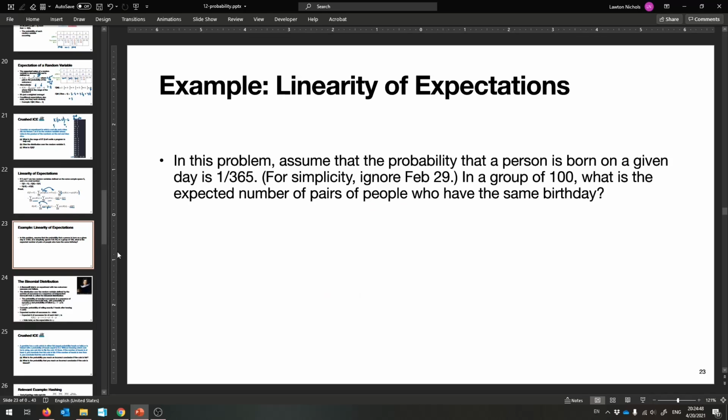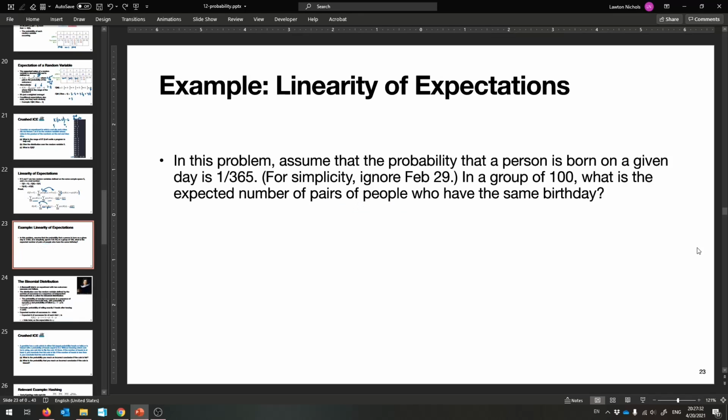All right, so let me show you essentially the birthday paradox again. Let's assume that the probability that a person is born on a given date is 1 out of 365. That's what we did for the birthday problem secretly. Don't worry about February 29th. So let's pretend we have a group of 100. What is the expected number of pairs of people who have the same birthday? We can use expected values for this. The trick here is we can make a random variable that represents the number of pairs of people who have the same birthday.